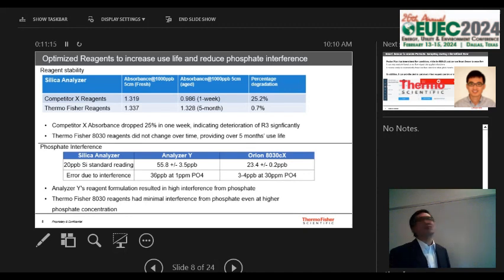If we add it at a more typical level, it's pretty much nothing. It's measuring 20.5, 20.8. So that's why we give it an extreme condition to test. It's still kind of acceptable. So this shows that our optimized reagent is able to handle phosphate interference much better.